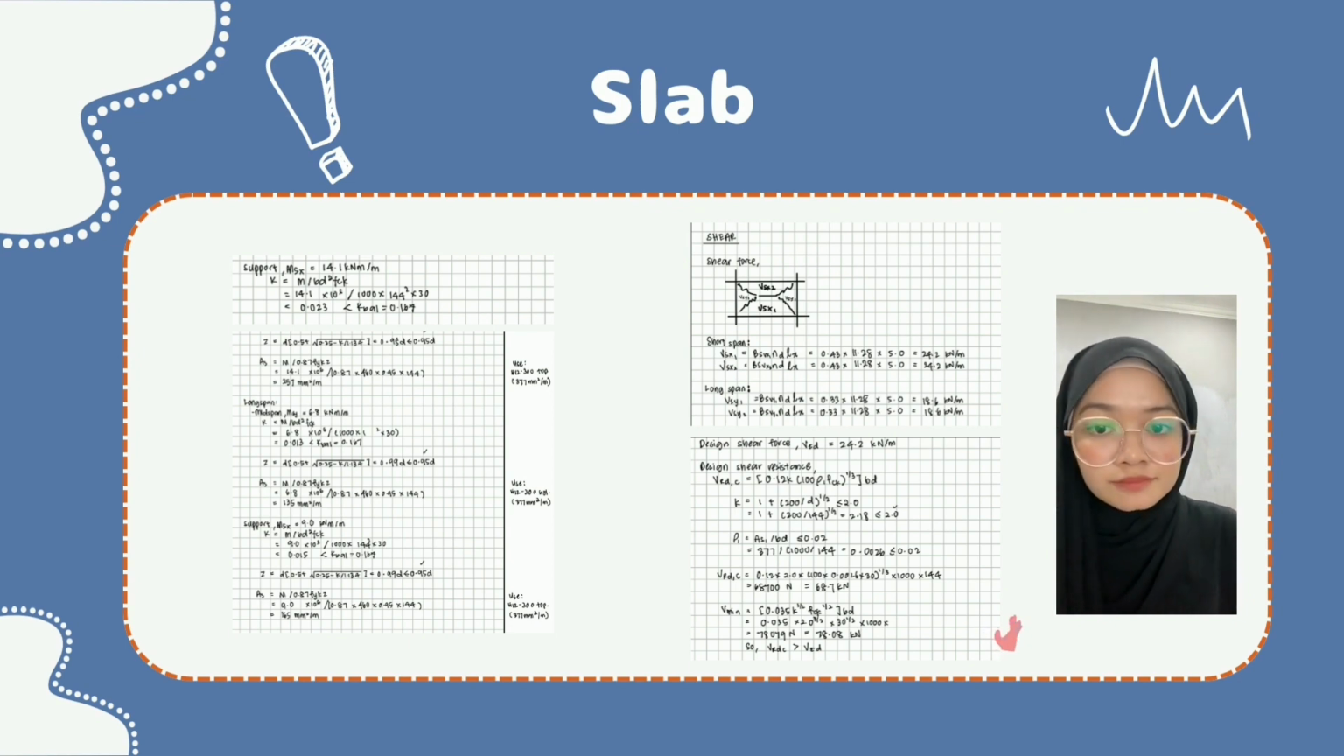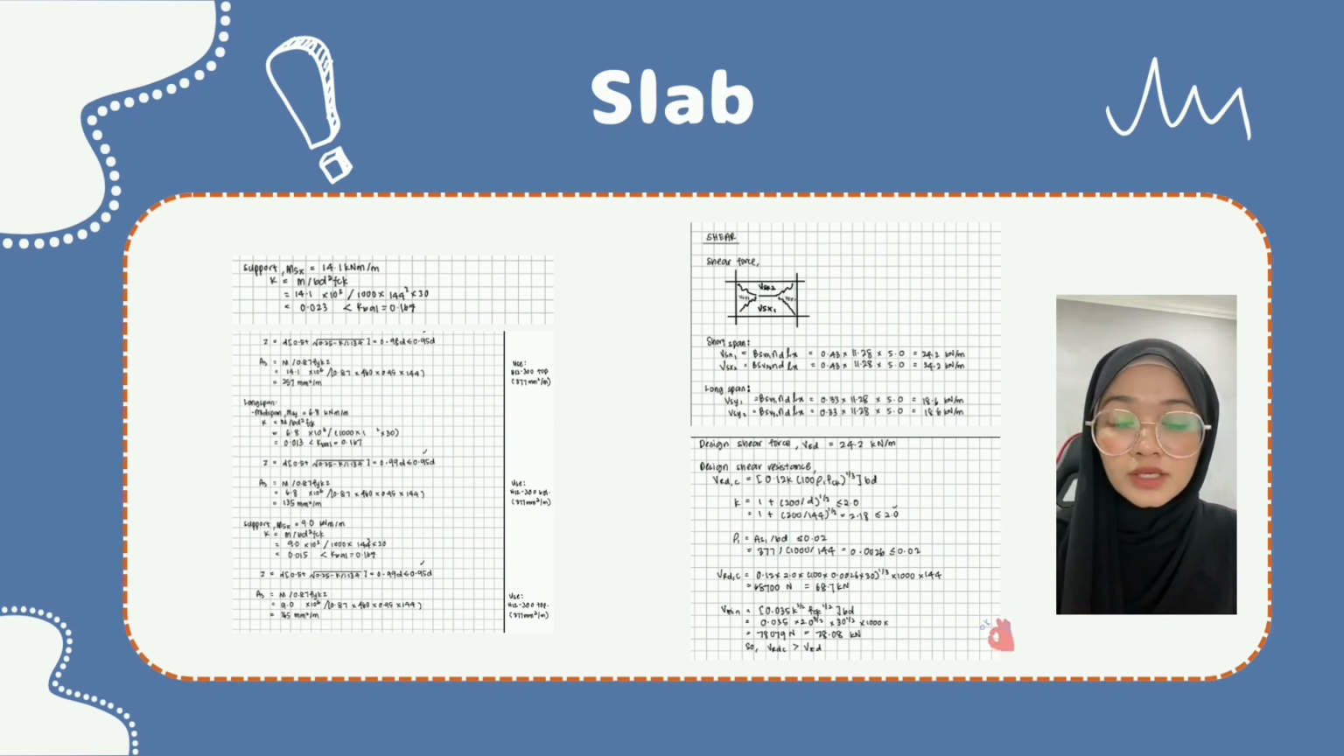And for the shear, I calculate VSX1 and VSX2, and the long span VSY1 and VSY2. Then I got VSX1 is 24.2, VSX2 is 24.2 also, and the long span VSY1 I got 18.6 kN per meter. Also for VSY2 I got the same 18.9 kN per meter. Then for the design shear force, I use VED equal to 24.2 kN per meter because it's the biggest.